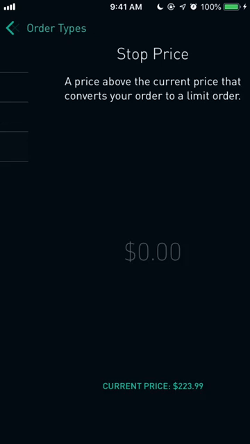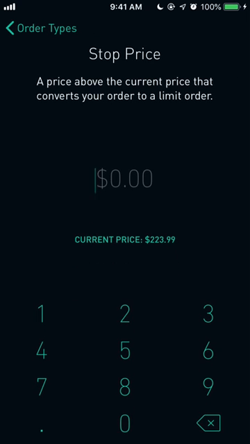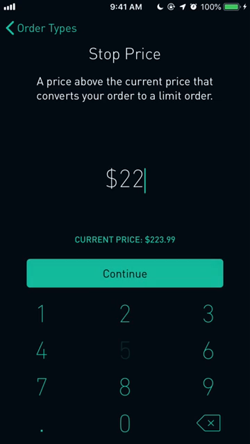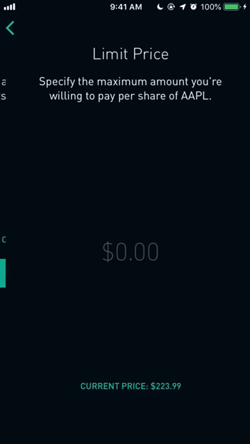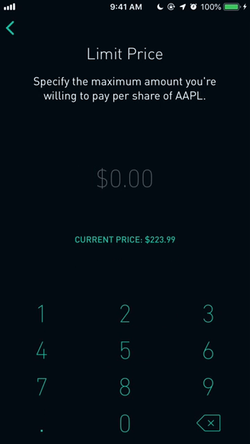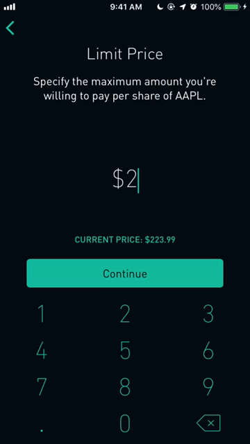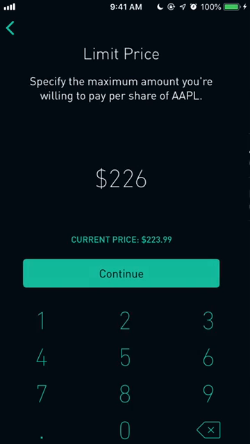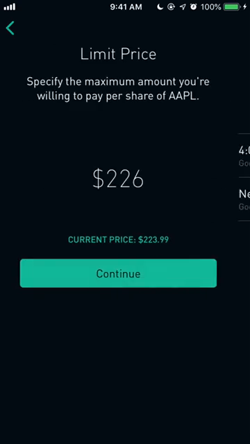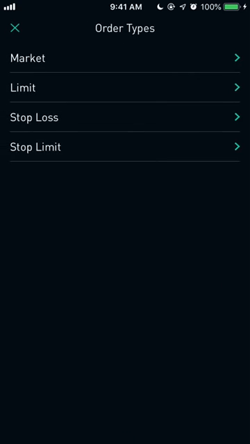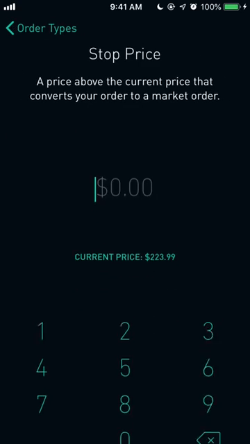And then if I go to stop limit, this is a little bit different. Once again, it's a price above the current price that converts it to a limit order rather than a market order. So if I go to 25, once again, click continue, and I go specify the maximum price you're willing to pay. If I go, let's say 226 or something like that, click continue, and then continue again, it will go through at those specific prices. So that's basically how you do those right there.